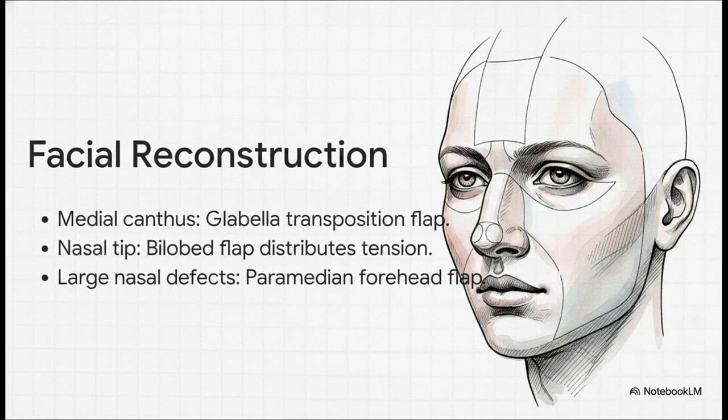For a nasal tip defect under 1.5 centimeters, you'll use a bilobed flap to distribute tension without distorting the alar rim. But if you have a large nasal defect over 1.5 centimeters, you're going to need a paramedian forehead axial flap, which is reliably based on the supratrochlear artery.